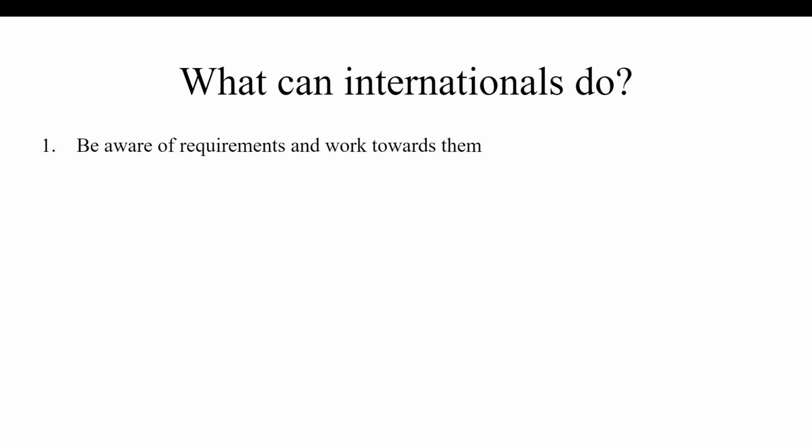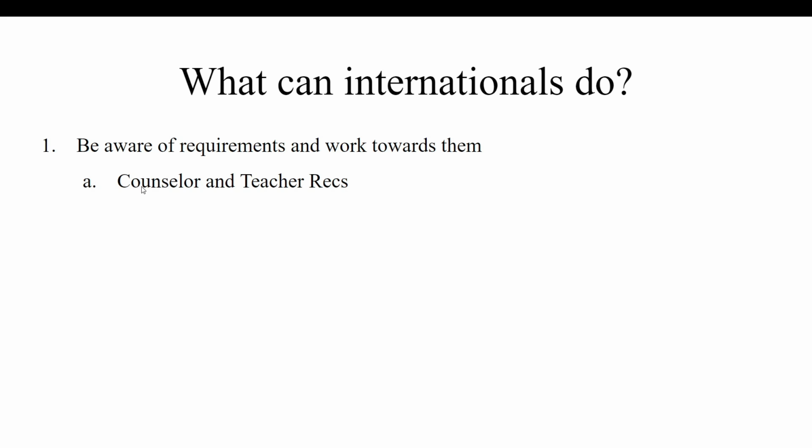Be aware of requirements and work towards them. A lot of the time, internationals don't even know about counselor or teacher recs, and they don't start building good counselor or teacher relationships until maybe the 12th grade or whatever the final year is. This is very bad for international students because their reference letters are going to seem relatively weak compared to domestic applicants.